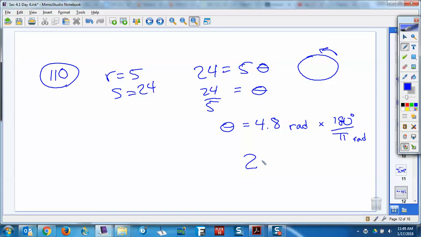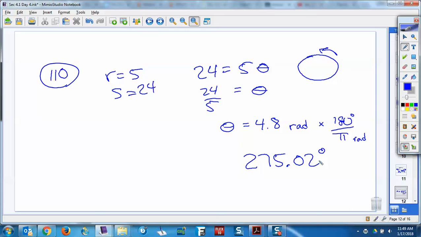What do you got? 275 degrees, exactly. So it's going to have to go around, not a whole turn, okay, but it's going to have to go around.